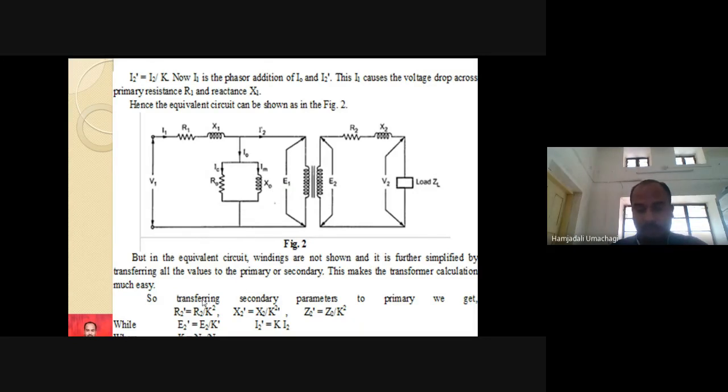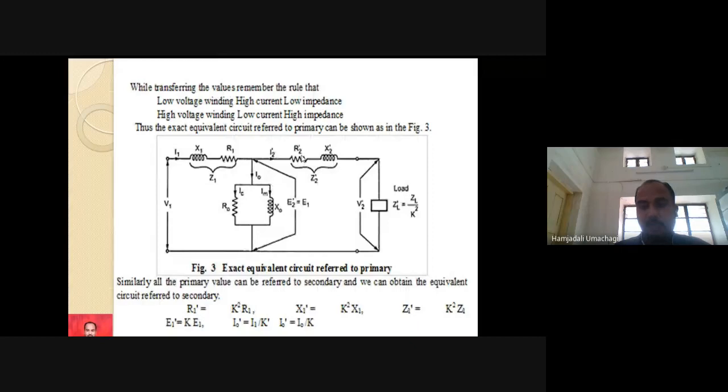If I transfer the things from secondary to primary, that is backward direction, then that circuit diagram will be the exact equivalent circuit referred to primary side. If I move the things from primary to secondary, then it will be the exact equivalent circuit referred to secondary side. So whenever you are transferring the things, the circuit diagram will be like this. And all these formulas, whatever we have shown here, you have to write them.